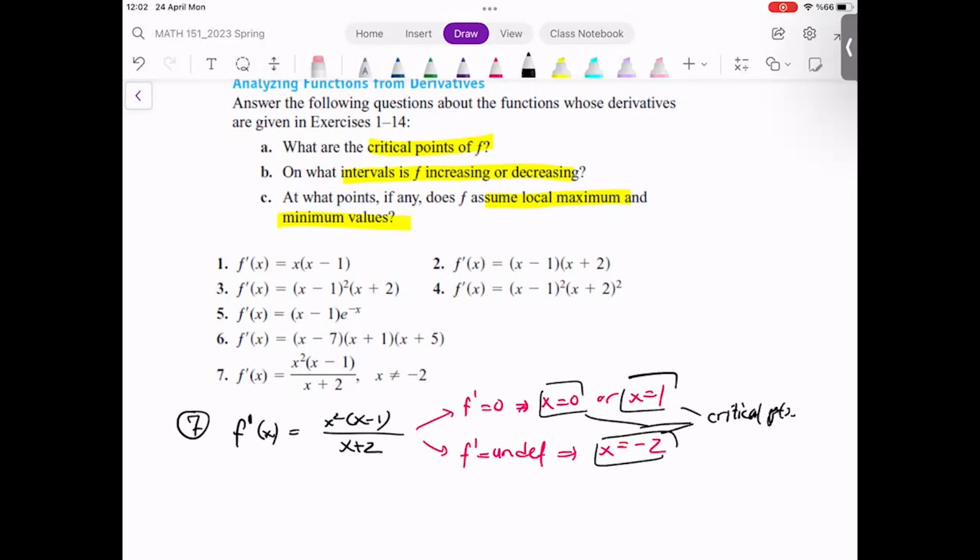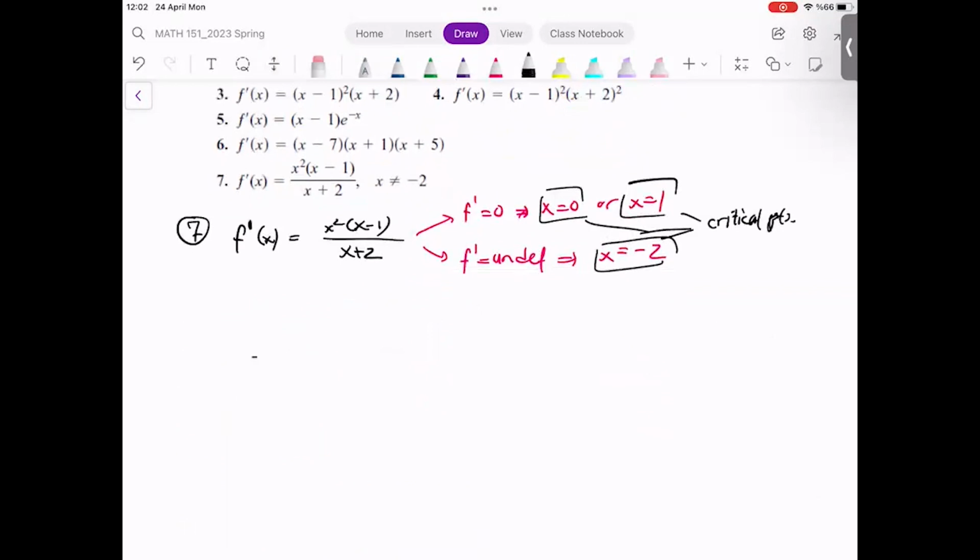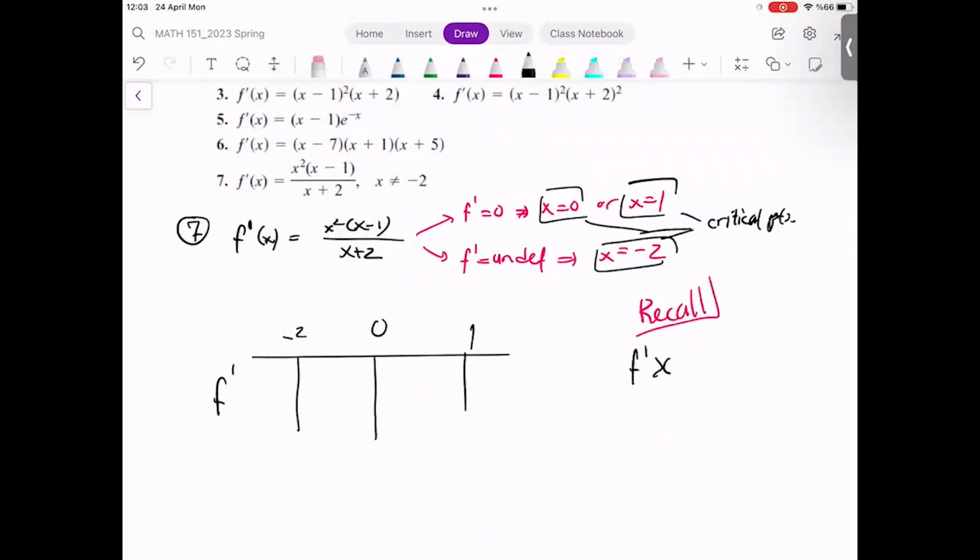Okay, and then to decide increasing, decreasing intervals, we need to construct a sign table by inserting these critical points. We have x equals minus 2, x equals 0, x equals 1, and we are searching for the increasing, decreasing intervals of f. That's why we need to search for the signs of the first derivative function. Why? Because, let me put a recall here for you. If first derivative is positive, then f is increasing over that interval. If first derivative is negative, then f is decreasing over that interval.